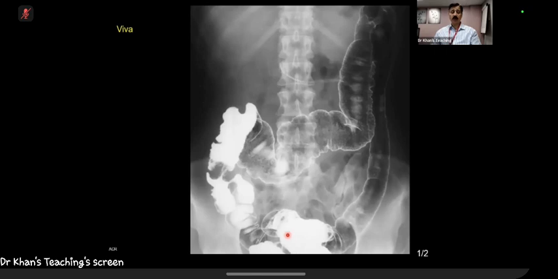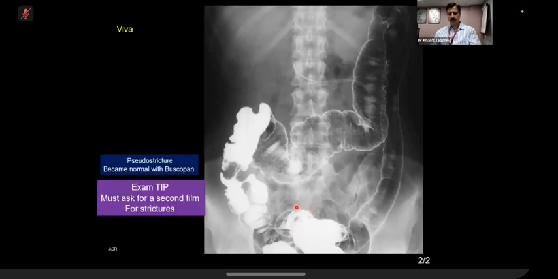Candidate 2, you should be ready. And I'm going to now tackle this film to teach you the teaching points on this film. Now, first of all, whenever you get a barium examination, whether it is stomach, large bowel or small bowel, and you see some stricture or something, you have to ask the examiner that I want to confirm it on a subsequent film.